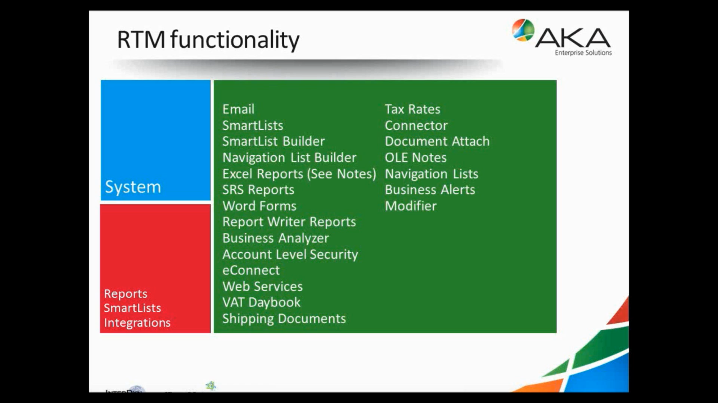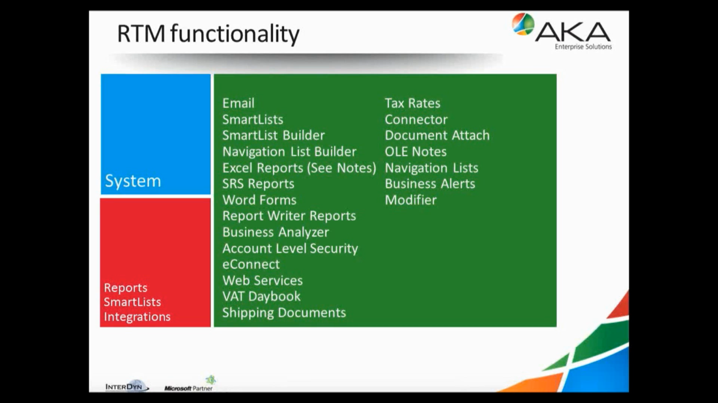Smart lists are still there, integrations are still there, all your reports are still there, as well as emails, navigation list builders, and Excel report builder. If you look over here, you can start to see that there's quite a bit. eConnect is working. Your integrations will be out of the box happening for you. If you're using Modifier, that takes the ride as well. So this is what's happened in the first pass, which we're well beyond at this point.